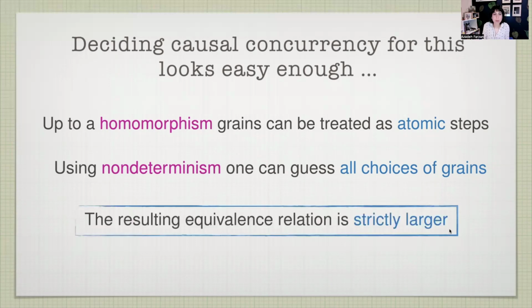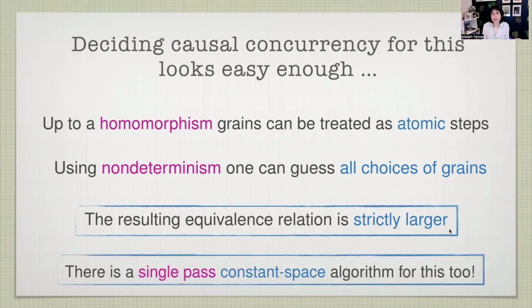So this simple trick would let me invent an equivalence that is strictly larger than Mazurkiewicz, because Mazurkiewicz, which is basically guessing grains as individual events, is just one of the many choices that I have. And it will be sound, and it can algorithmically be decided in the same single pass constant time algorithm.